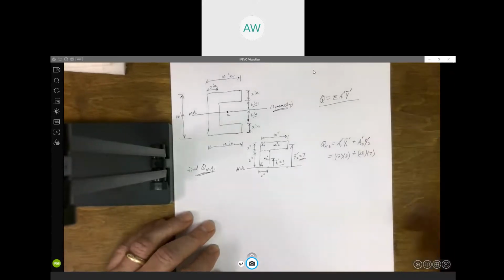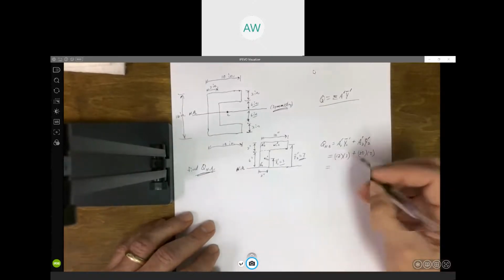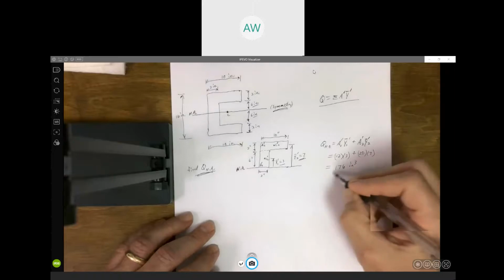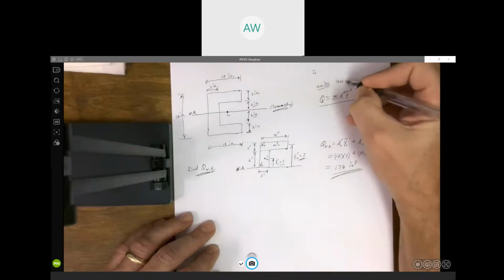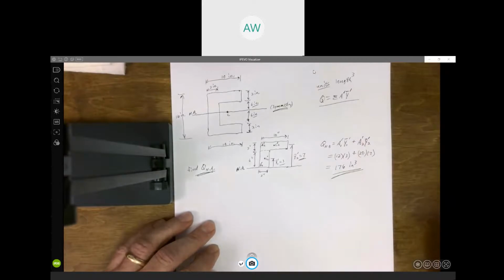Right? And then we add those up. 36 and 140 is 176. Now these would be inches cubed. Again, units here are always going to be length cubed. That's it. That would be Q at the neutral axis. So if we were finding the shear stress at the neutral axis, this is what we would plug into that formula for Q. All right. Any questions on how we calculated Q at the neutral axis?